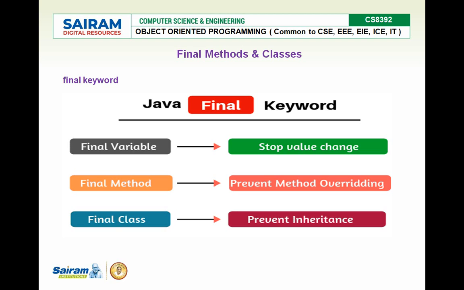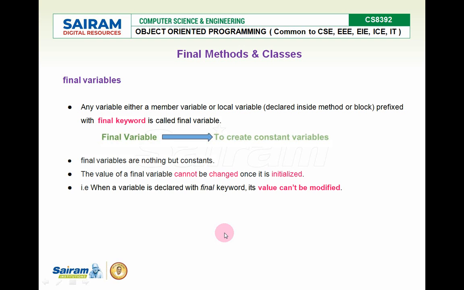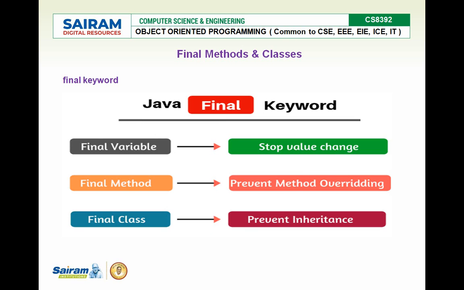Final method means you cannot override the method. Method overriding means you are changing the method definition in the subclass, so that is prevented by using the final keyword. And if you put a class as final, it can never be subclassed or inherited. That prevents inheritance, and that is what is called a final class. Now we'll see it one by one.